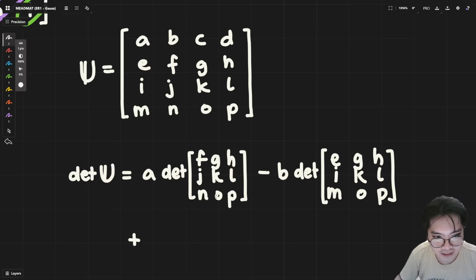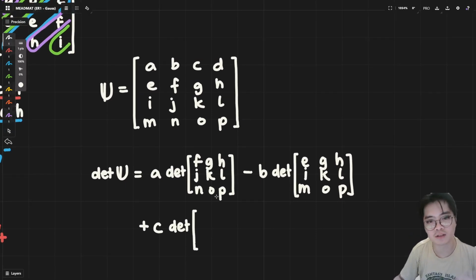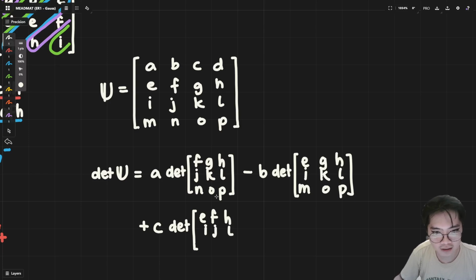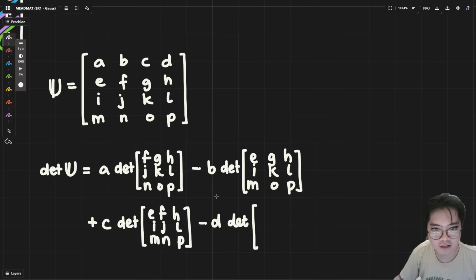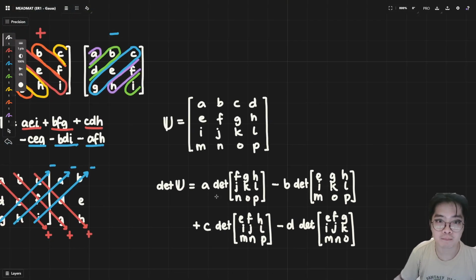You now have plus C, and then the determinant of, right? Pause for a little bit, see what the resulting matrix should be, and what should be the correct one is E, F, H, I, J, L, and then M, N, P, right? And then minus D, determinant of E, F, G, I, J, K, and then M, N, O. This is the determinant of your 4 by 4 matrix.